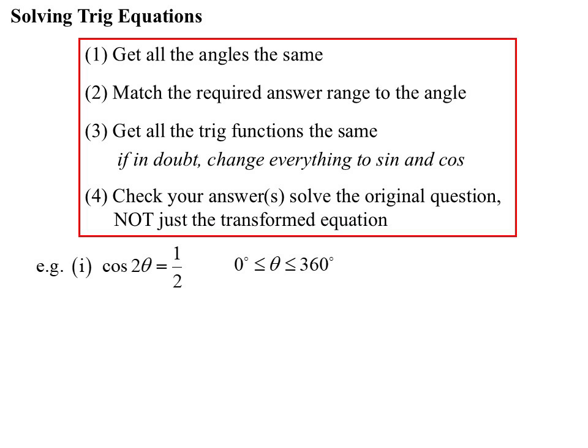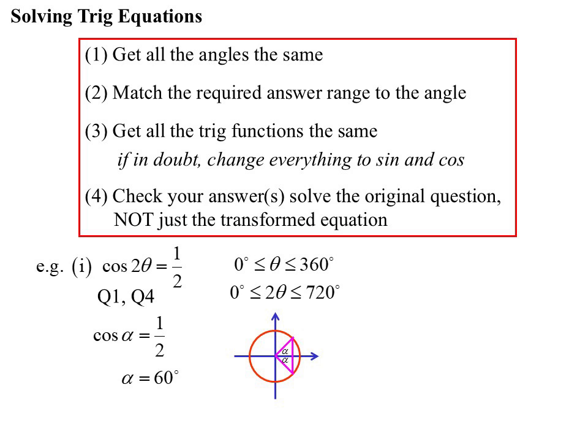Okay. Starting off with the very basic ones. So cos 2 theta is a half. We're going between 0 and 360. So therefore, because it's 2 theta, I'm going to go between 0 and 720. It's in quadrants 1 and 4. I'm going to find this acute angle, which is 60 degrees in this case.